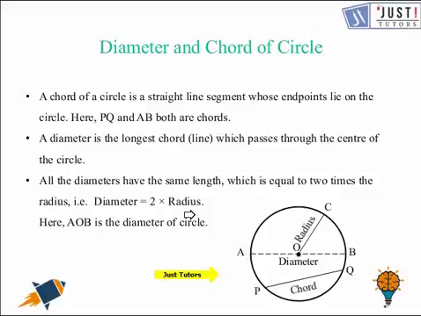So yes, AB is also a chord, and in fact it is the largest chord, or the longest chord, because it passes through the center of the circle and is called the diameter. All the diameters have the same length, which is equal to 2 times the radius. So the radius in a circle is always equal, and the diameter in a circle is always equal. The diameter is twice the radius, or we can say that the radius is half of the diameter. So in this case, AOB is a diameter, OC is a radius, and PQ is a chord.